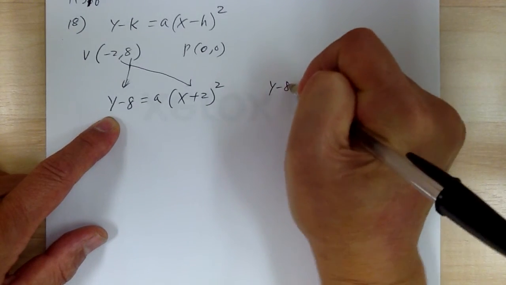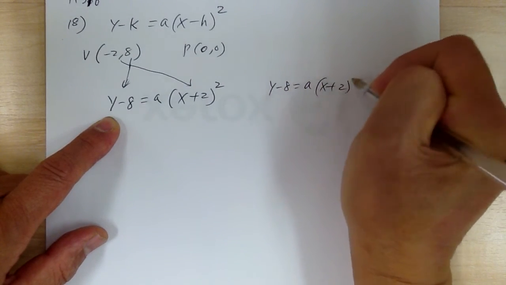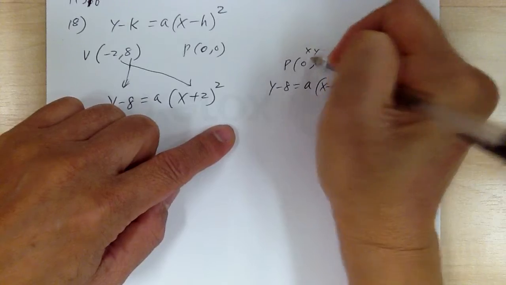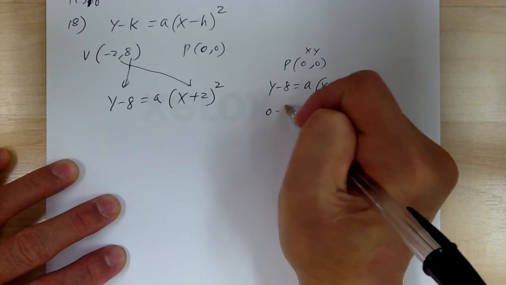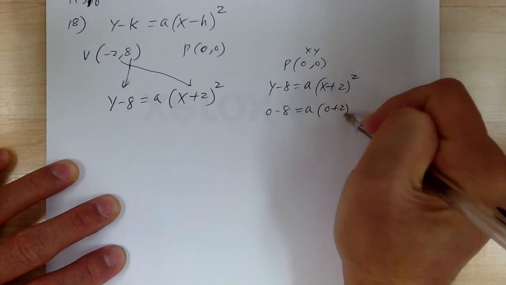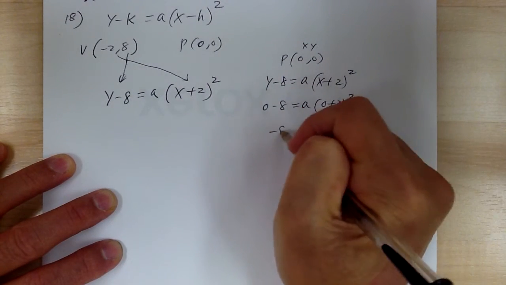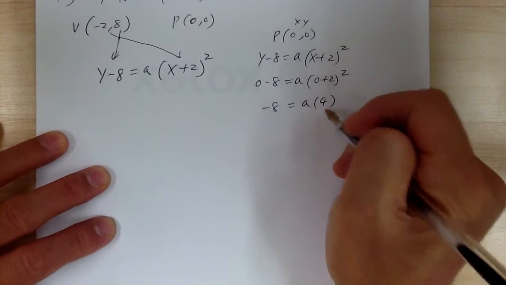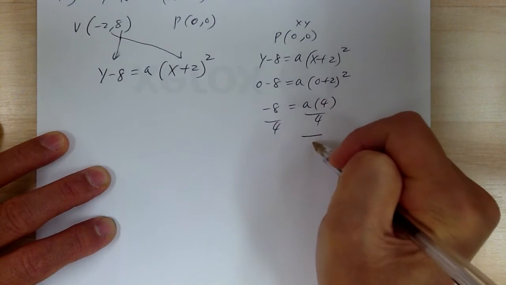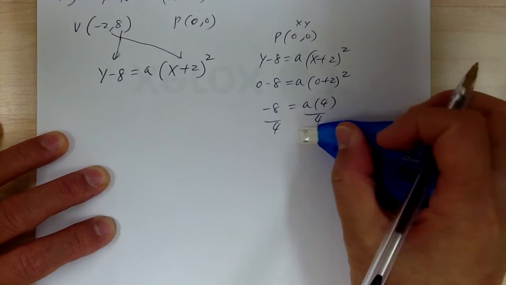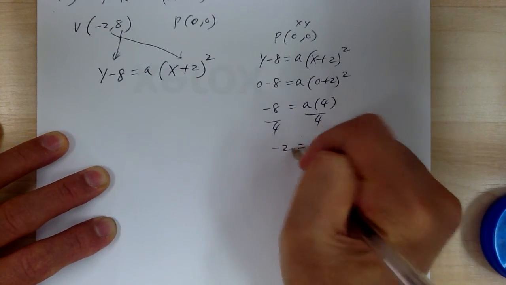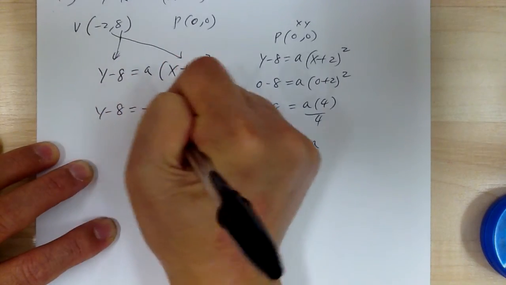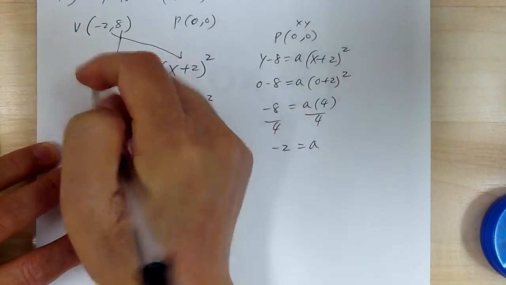So you got y minus 8 equal to a times x plus 2 squared, and then you use the point 0, 0, so substitute, so that's your x and the y, okay? So you're going to get 0 minus 8 equal to a times 0 plus 2 squared. So you're going to get negative 8 equal to a times 4, right? 0 plus 2 squared gives you 4, divide by 4, divide by 4. So a equals negative 2. So once you find a equal to negative 2, you put it back in here. So you got y minus 8 equal to negative 2 times x plus 2 squared, and that's your answer.